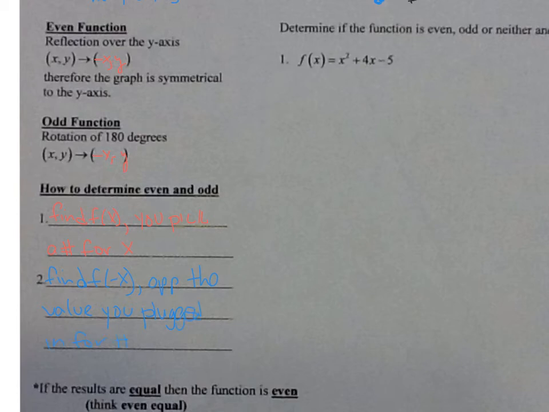Okay, so let's take a look over here. Let's try that now. All right, so I have f of x is equal to x squared plus 4x minus 5. So I want to determine whether it's odd, even, neither, and then I want to determine and just state why. Your y's are going to be symmetrical to the y-axis or a rotation of 180 degrees. You could also say reflection over the y-axis.